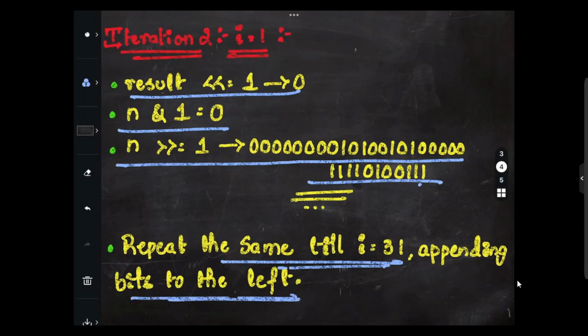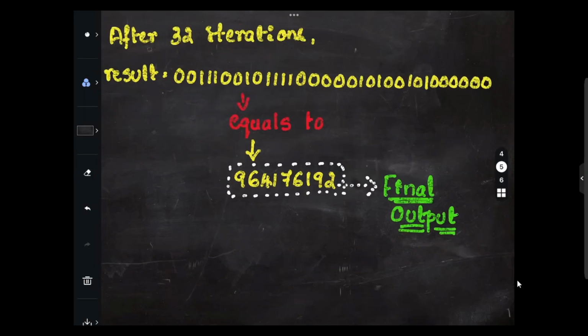Taking the rightmost bit and appending it to the left side. That's what we do until I equals 31, which means 32 iterations. So the final answer after 32 iterations is this one.